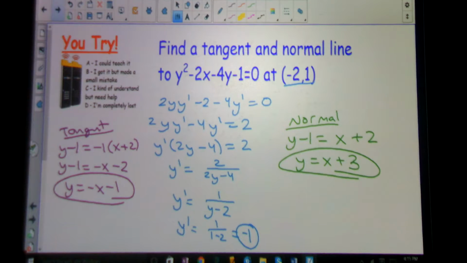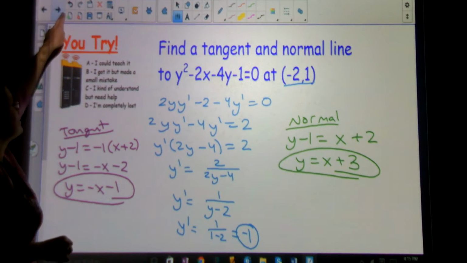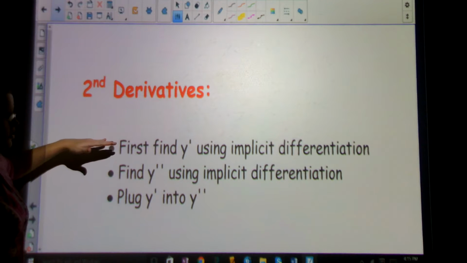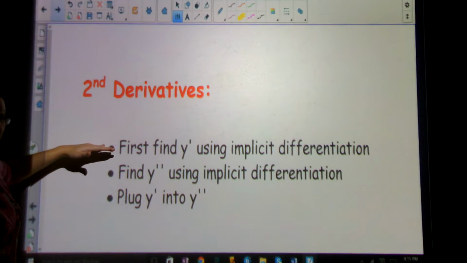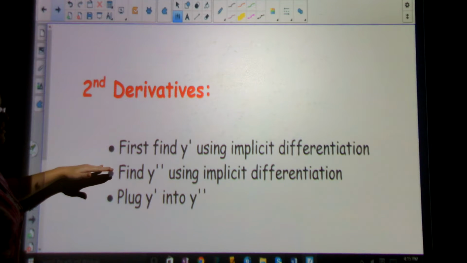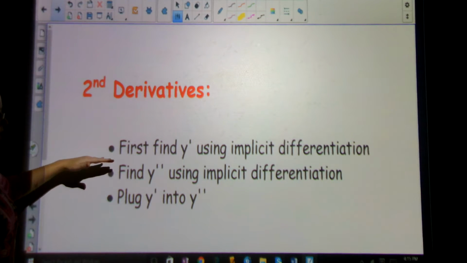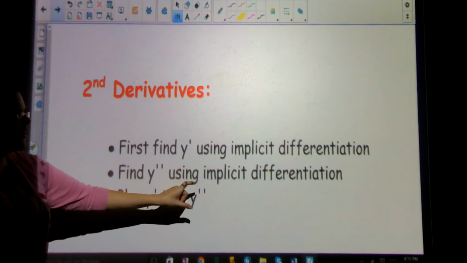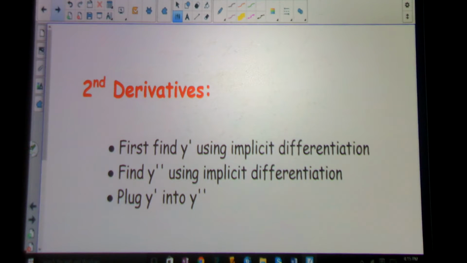Okay, now that we have that down, we're going to go on to second derivatives. To find second derivatives, you first find y prime using implicit differentiation. Duh. To find the second derivative, you obviously have to find the first derivative. Then find the second derivative using implicit differentiation. We're just going to do another one. But the last thing that's kind of weird is you have to plug y prime into y double prime, because your answer should only be in terms of x and y. No y prime should be in there.